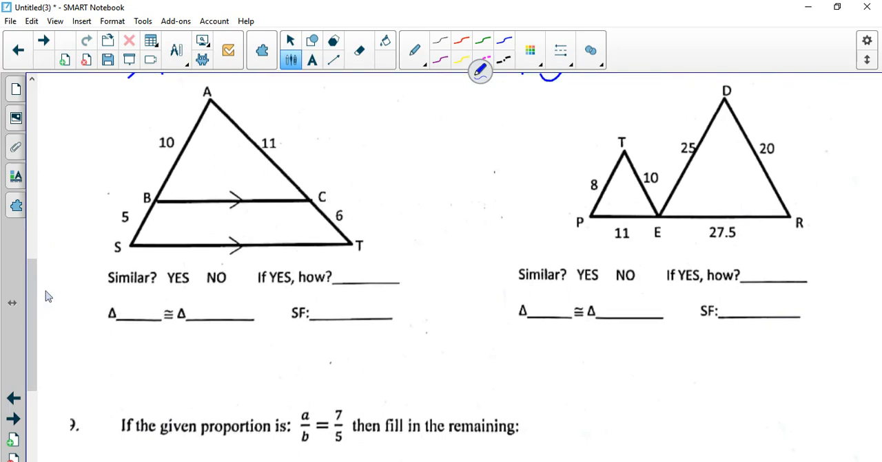Okay, so we have parallel lines. We can set up our little trick I showed you in class. Just literally 10 over 5, 11 over 6. And shortcut, if you look at it, 5 is half of 10, but 6 is not half of 11. Okay, so if this was a 12, it would work, but it's not, so it won't. But let's test it. 5 times 11 is 55, and 6 times 10 is 60. That is not equal, so that's a no.